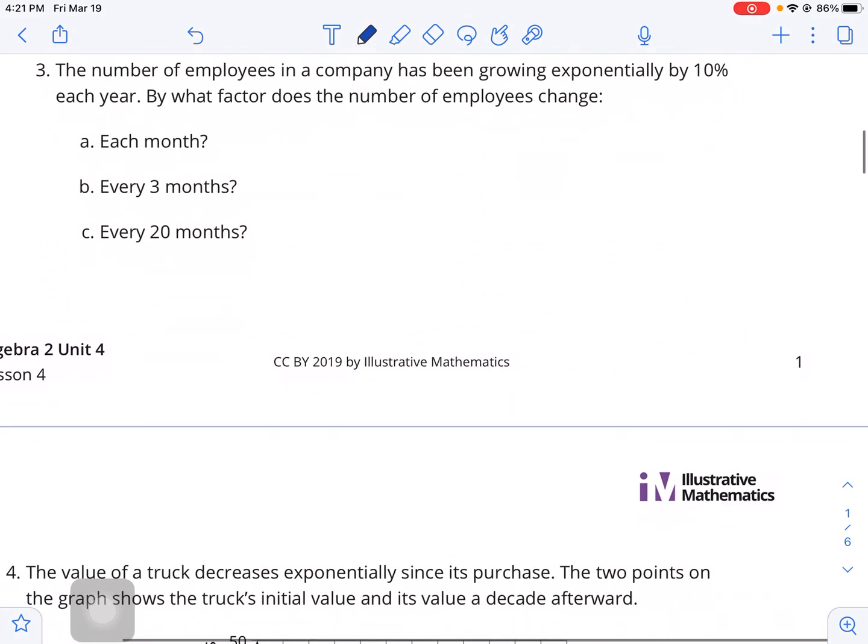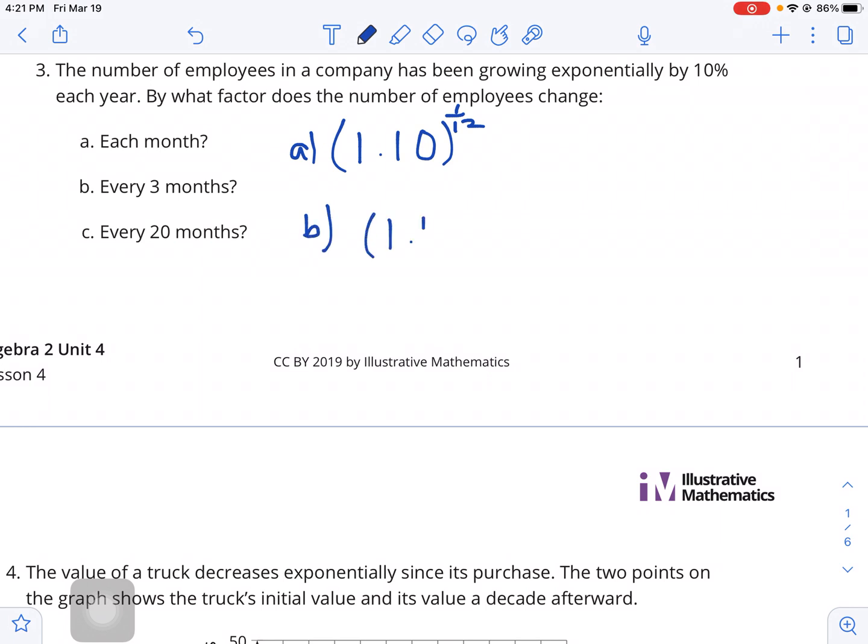Number 3, the number of employees in a company has been growing exponentially by 10% each year. By what factor does the number of employees change each month? It would be 1.1 each year, and a month would be 1/12 of the year. So we would have 1.1 to the 1/12 power. For letter B, every 3 months would be 1.1 to the 3/12, or the 1/4 power.